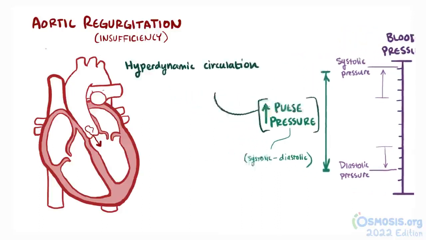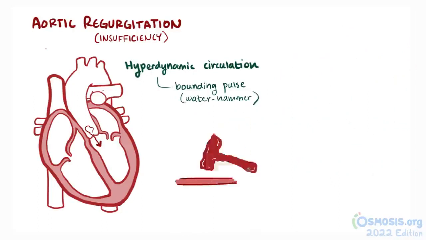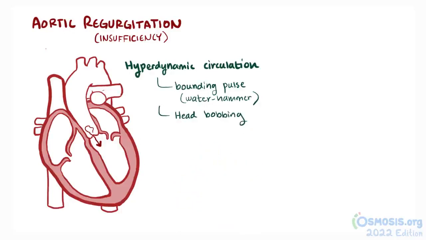hyperdynamic circulation. Patients with a hyperdynamic circulation have bounding pulses, or water hammer pulses, because the blood, which is mostly composed of water, slams like a hammer against the walls of the artery with each heartbeat. These bounding pulses can be dramatic enough that they cause head bobbing that's in tune with the heartbeat, as well as causing the capillary beds in the fingernails to pulsate, sometimes called Quincke's sign.